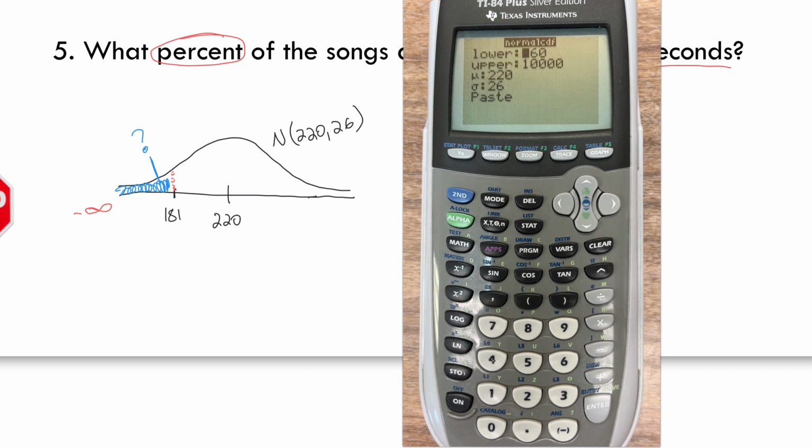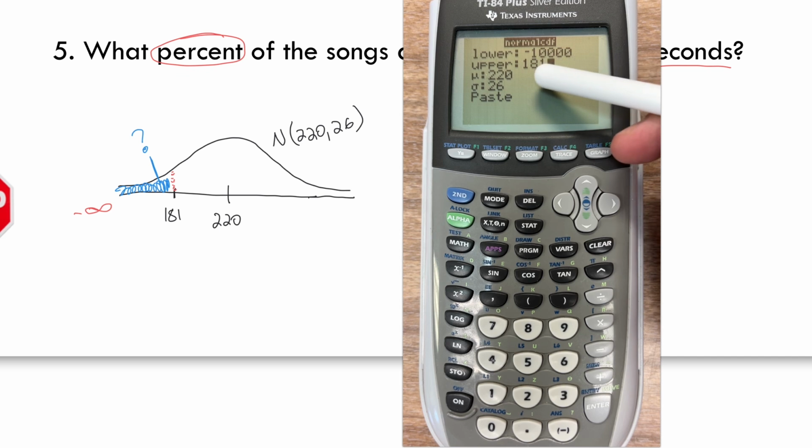Now, when we want to know the area below, we're going to start with the low end of our area. So the low end is going to be negative 10,000. That's going to be our lower bound. So we start with negative 10,000 and we want to go all the way to 181 seconds. So in context, we are using seconds. If we want to find the percent of songs that are shorter than 181, this is what we're telling the calculator.